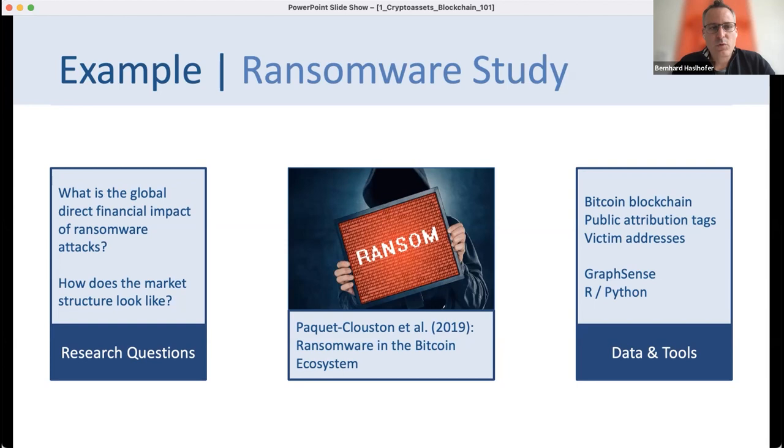for ransomware payments, basically. And what we tried to understand back then, since there were no reliable numbers, was what the global direct financial impact of ransomware attacks was. So how much the ransomware attackers actually make by running such attacks, and what the overall market structure looks like. So those were our guiding research questions. And what we did is, of course, we collected data from the Bitcoin blockchain. We gathered some so-called attribution tags, which told us something about the real world nature of the actors involved. So we gathered, for instance, information about Bitcoin addresses of victims. And then we used GraphSense and standard analytics tools like R notebooks or Python or Jupyter notebooks to basically analyze our data and answer our research questions.